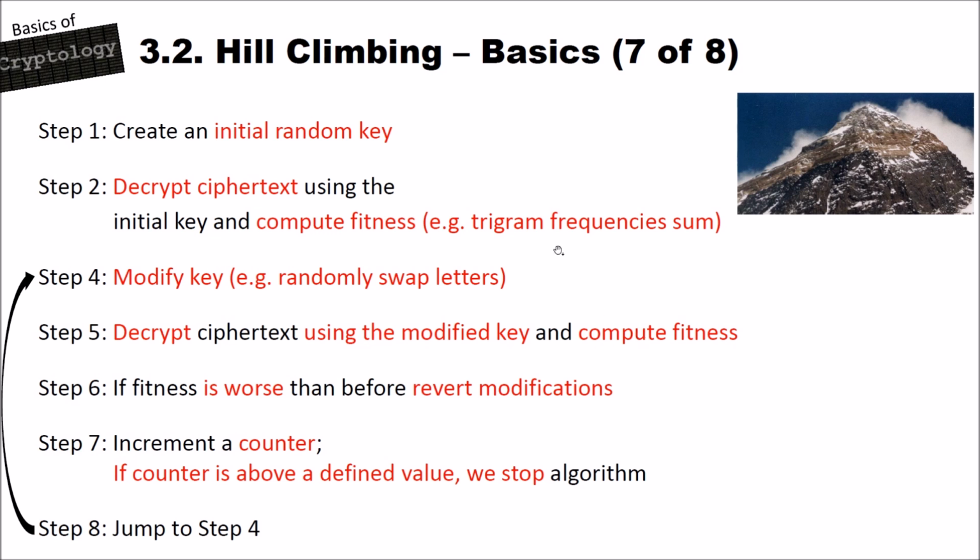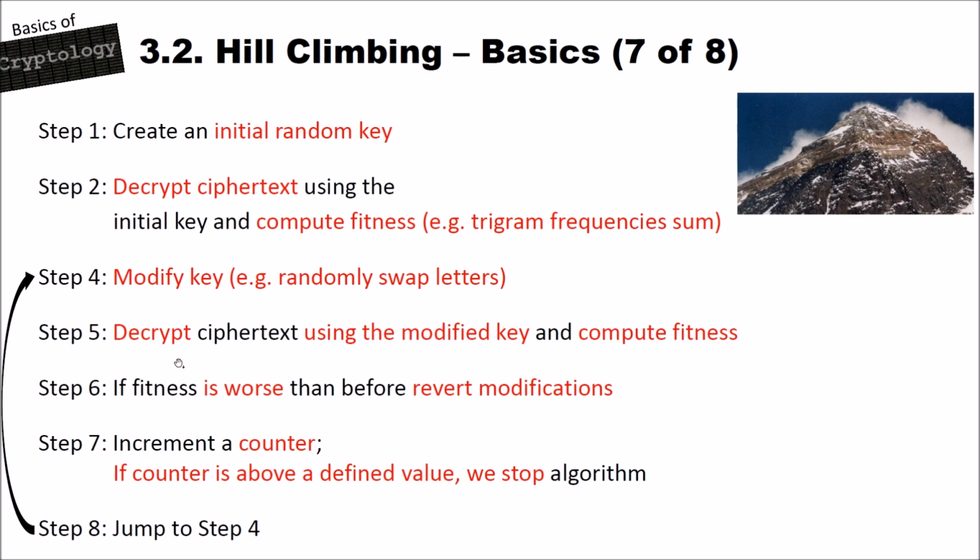In the first step, we create an initial random key, for instance, a random substitution key. Then we decrypt our ciphertext using this initial key and compute a fitness score, for instance, trigram frequency sum of the putative plaintext. Then, in step 4, we modify the key, and this is very important. For instance, we could randomly swap 2 letters in the substitution key. Swap an A with an X, for example. Then, we again decrypt the ciphertext using the modified key and again compute its fitness value.